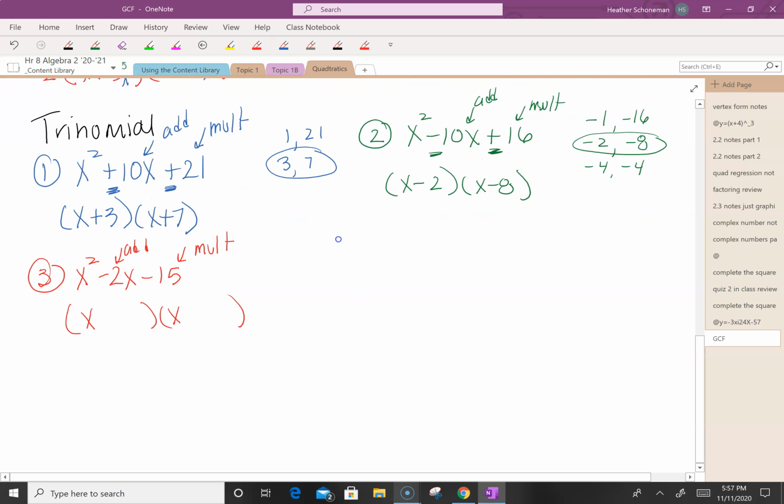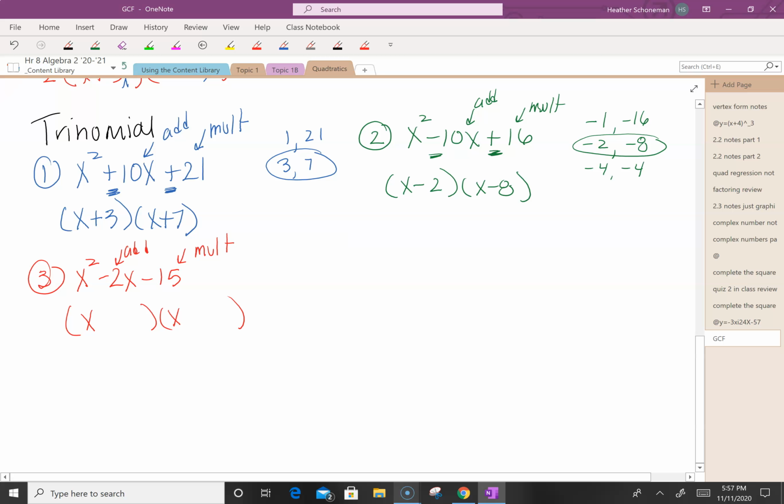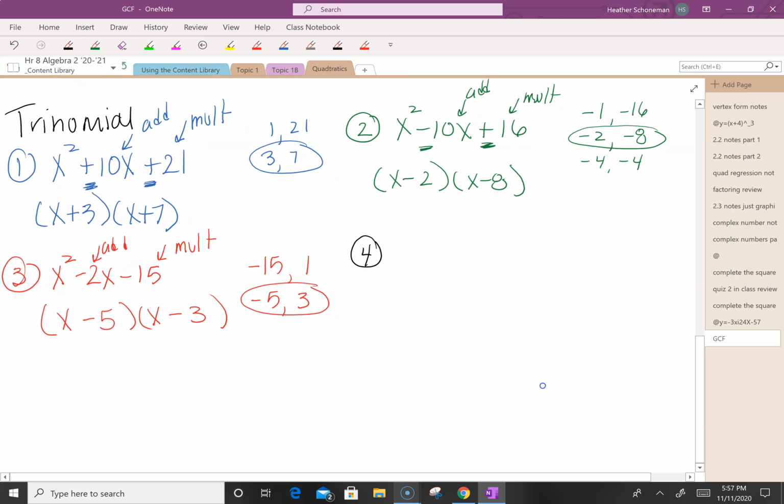Since they multiply to a negative, one has to be positive and one has to be negative. Since they add to a negative, that means the bigger one has to be negative. So I can have negative 15 and 1 or negative 5 and 3. Well, the one that adds to negative 2 would be this one, so it's going to be x minus 5, x minus 3.